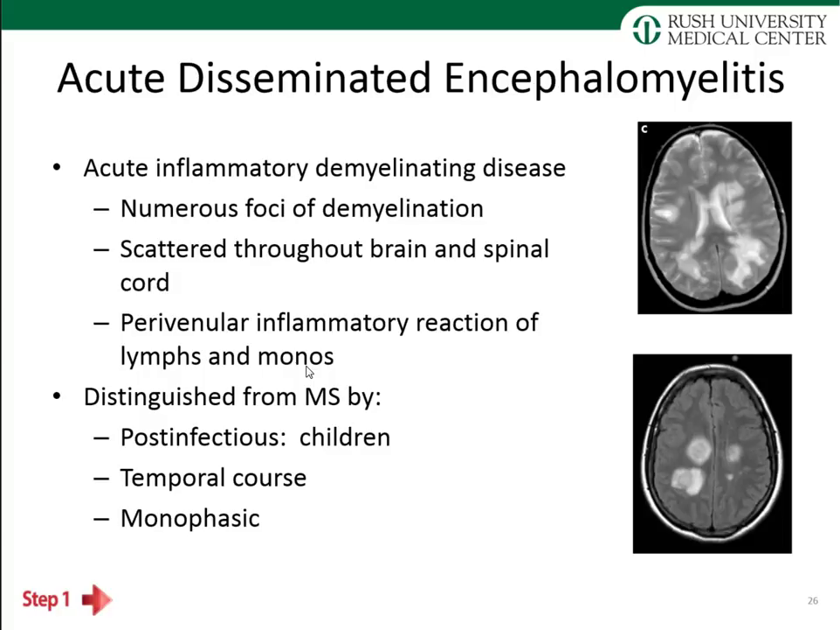This is what the scan looks like in ADEM. This patient has these demyelinating lesions that are all over the cortex and the white matter. And these lesions all occurred at the same time. This patient below has a similar story.